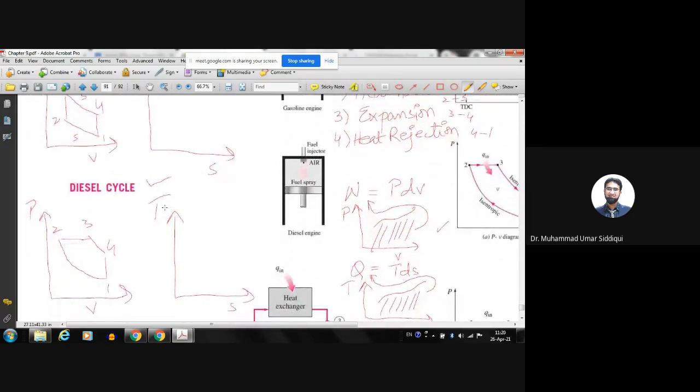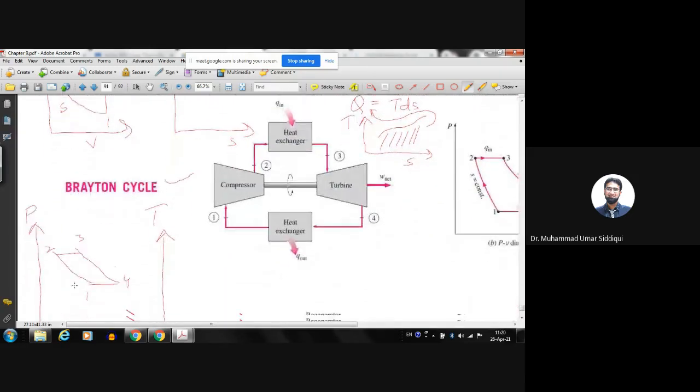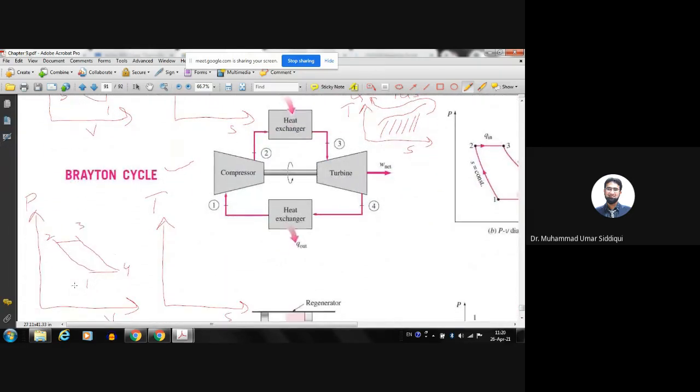Again, in the diesel cycle, 1 to 2 entropy is constant, 3 to 4 entropy is constant. In the Brayton cycle, 1 to 2 entropy is constant, 3 to 4 entropy is constant.